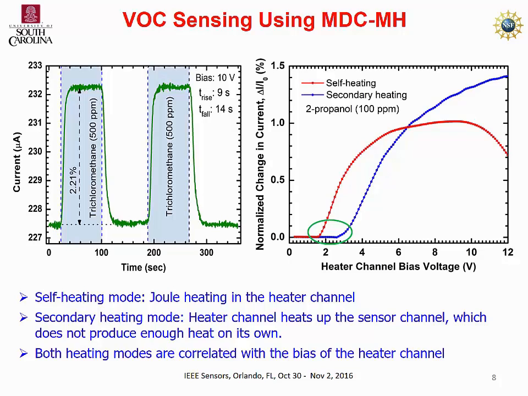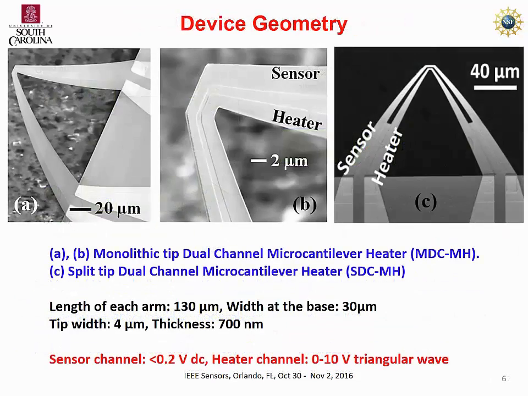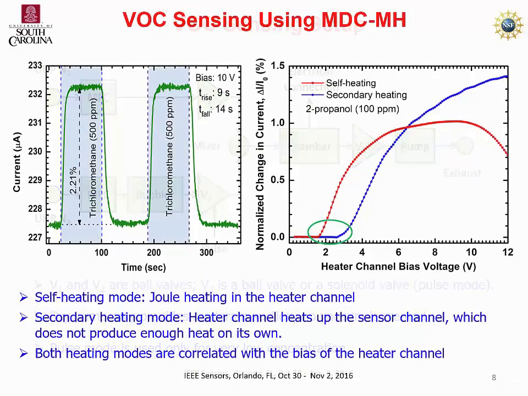And since we have two channels, I'll just go back here. This channel is called the heater channel. We are applying a high bias here, so it heats up. And this is the second channel, that is the sensor channel. It actually detects the analyte by using a heat transfer that we will discuss later.